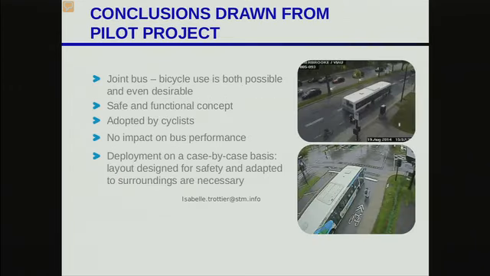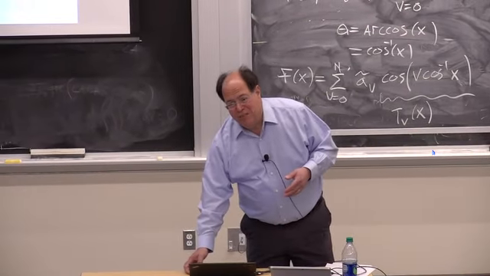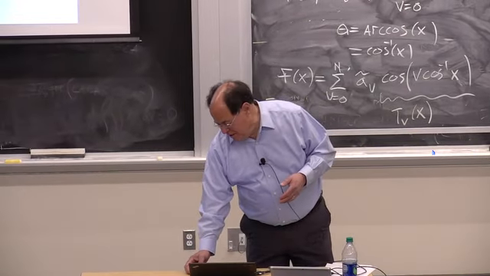There's a bunch of examples. The conclusion, John, from the first pilot project was it's both possible and even desirable. It's safe and it's functional. The cyclists like it. The bus performance, they used to have the lane by themselves. Now they don't. It's not gone down. And they're deploying it now on a case-by-case basis, depending a little bit on the layout of the streets and the lanes. And so my little commercial is we need to do this for mobility in the Boston area.